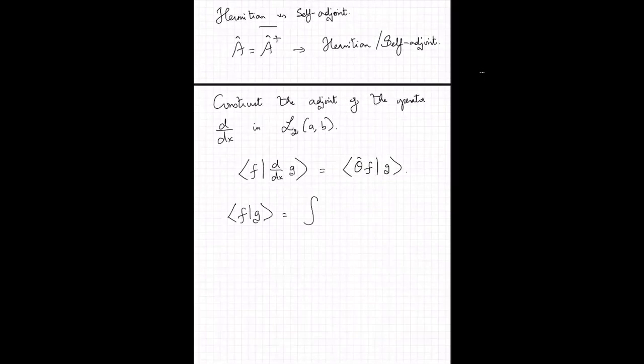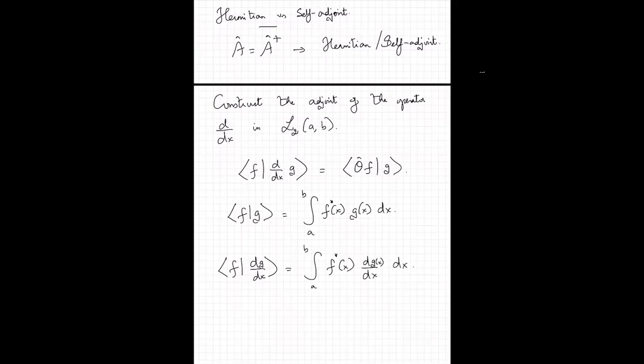This is equal to the integral from a to b of f star of x times g of x dx. This is the definition of inner product that we are going to be using. Okay. So with this definition, what is f, dg/dx? This is equal to the integral from a to b of f star of x, the function dg of x/dx, times dx.